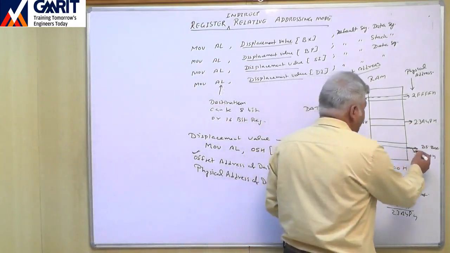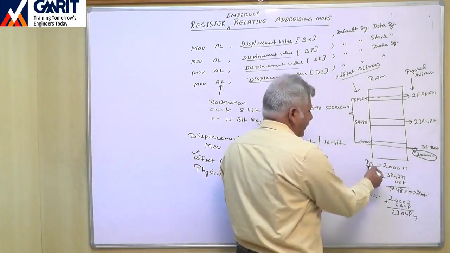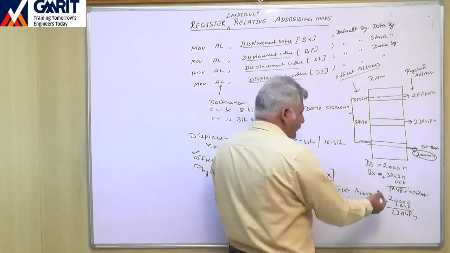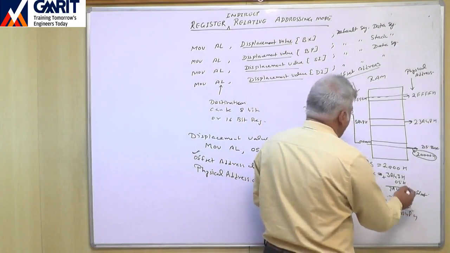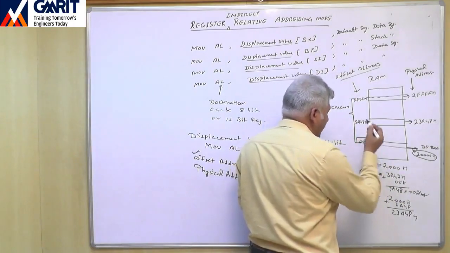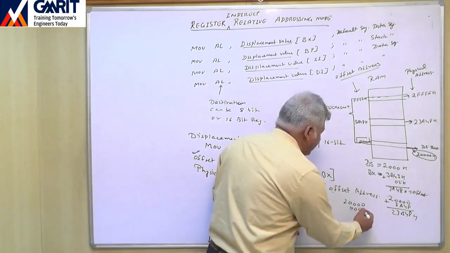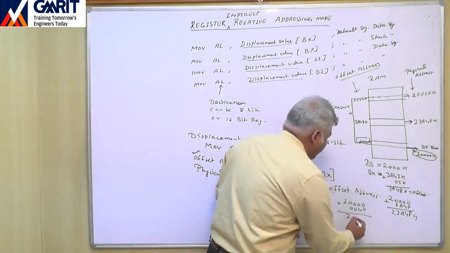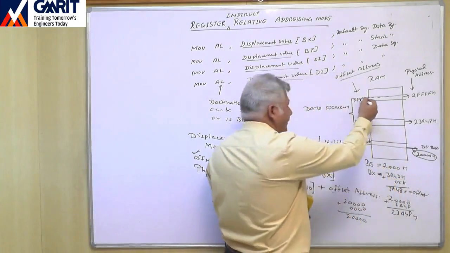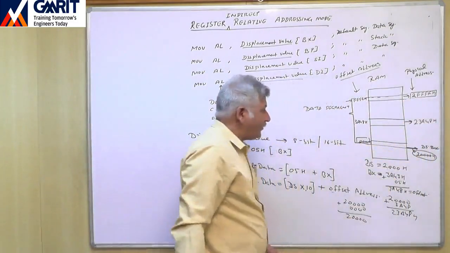How did we calculate this physical address? We know that the data segment register value is 2000H. Multiply it by 10, you will get 20000. Now the offset address of the first location is 0000, so 20000 plus 0000, we will get 20000. And in the same way, the physical address of the last location can be calculated.